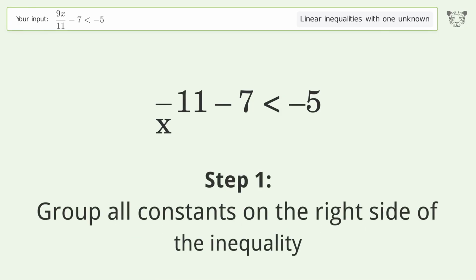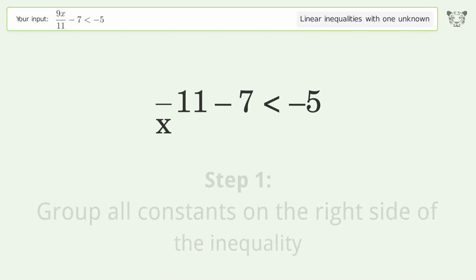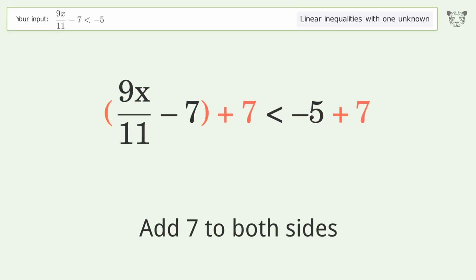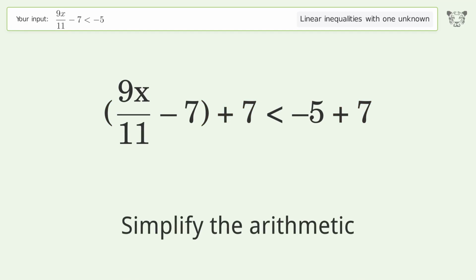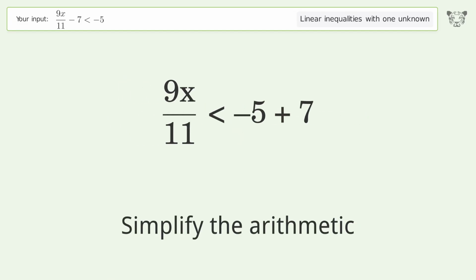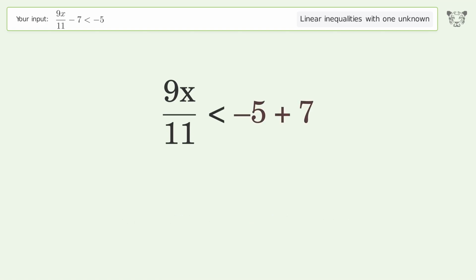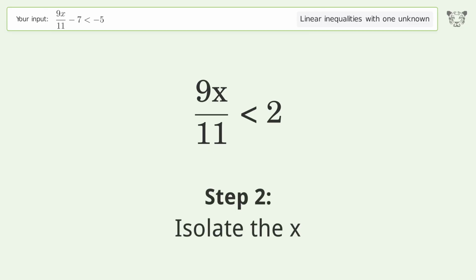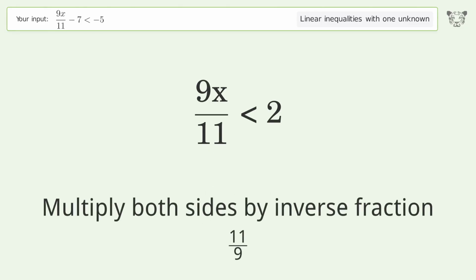Group all constants on the right side of the inequality. Add 7 to both sides. Simplify the arithmetic. Isolate the x. Multiply both sides by inverse fraction 11 over 9.